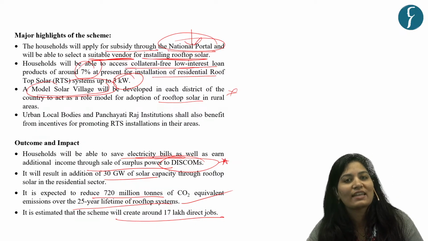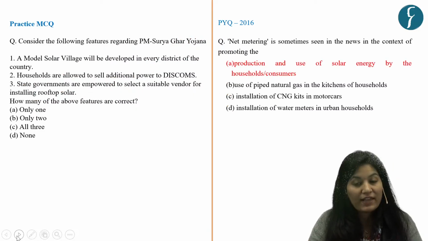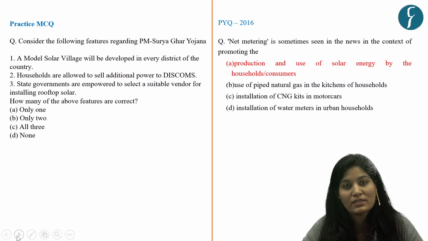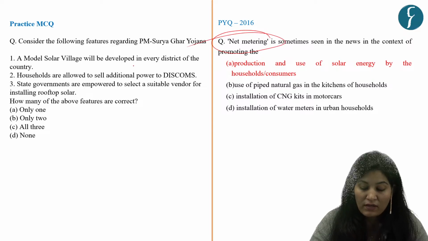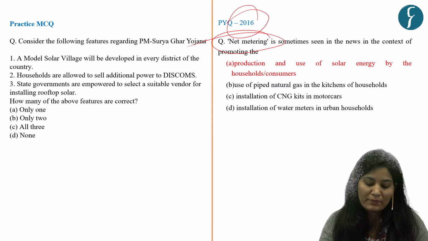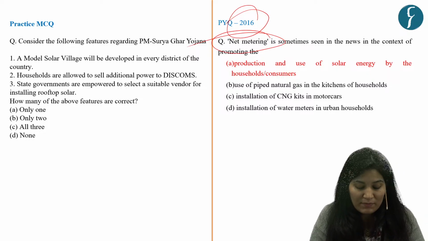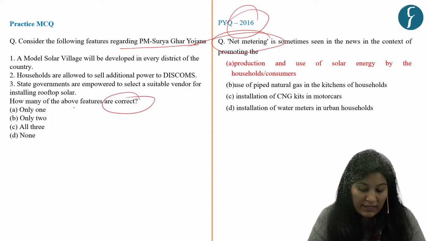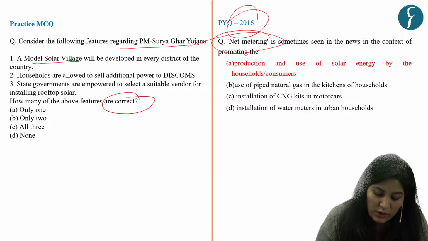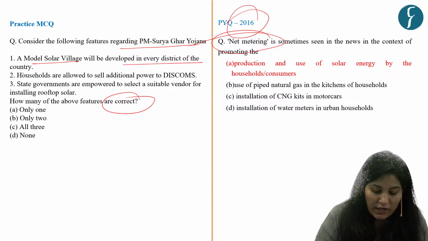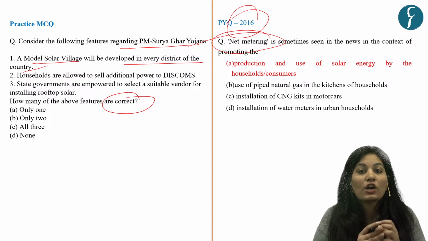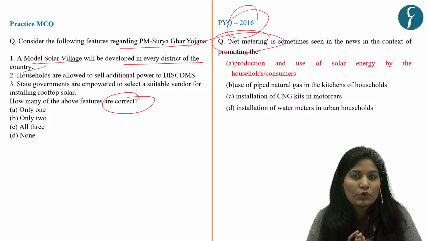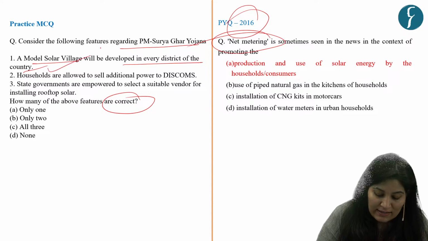So let's solve a practice MCQ based on the same info. As I told you, UPSC has been asking questions based on recent developments associated with renewable energy. There was a question on net metering in 2016. So let's solve our practice question. Here 3 statements are given with respect to PM Surya Ghar Yojana, and you need to identify the correct statement. First statement: a model solar village will be developed in every district of the country. Yes, a model solar village will be developed in every district, which will serve as a role model to promote RTS, that is rooftop solar. So this is a correct statement.